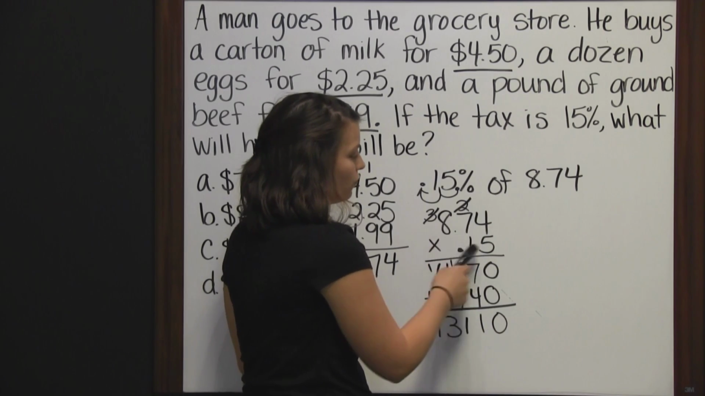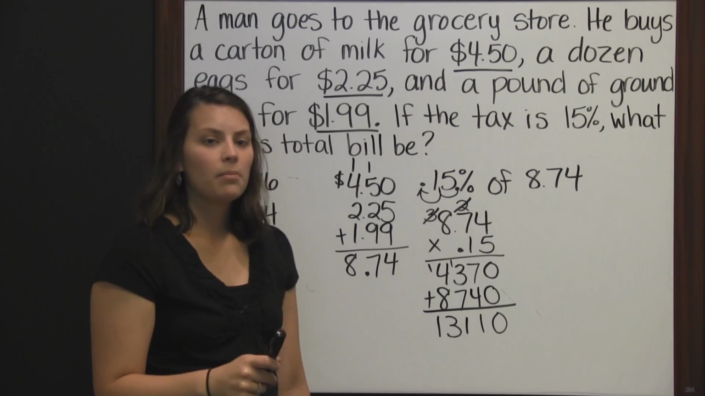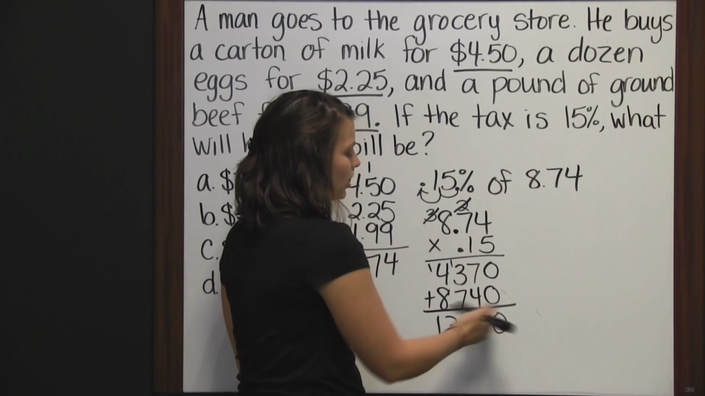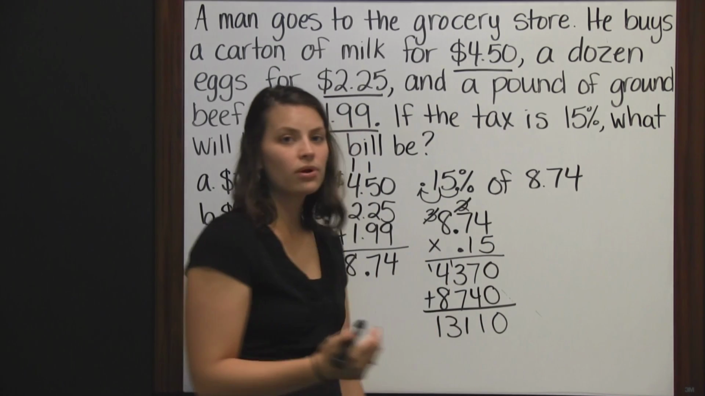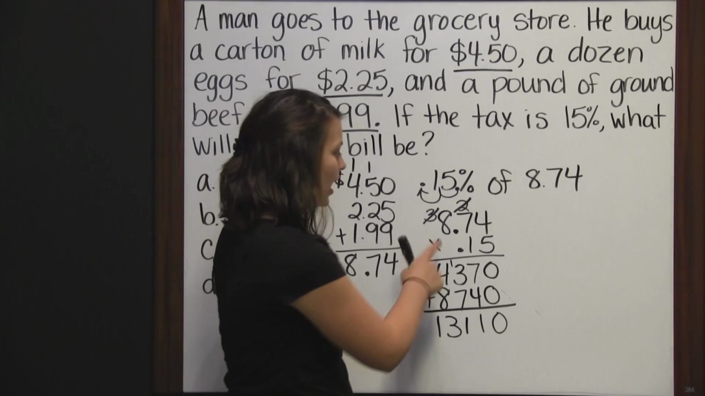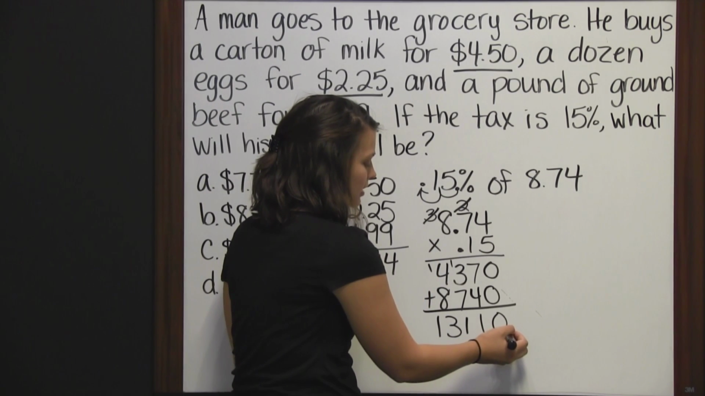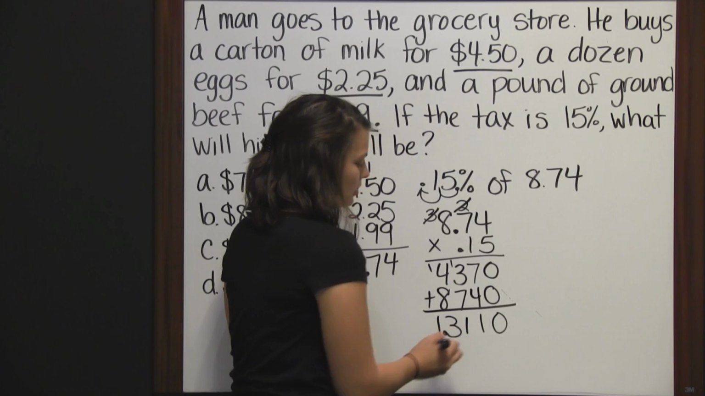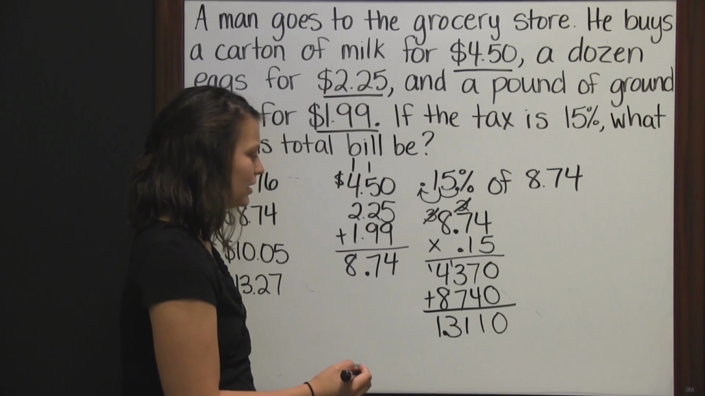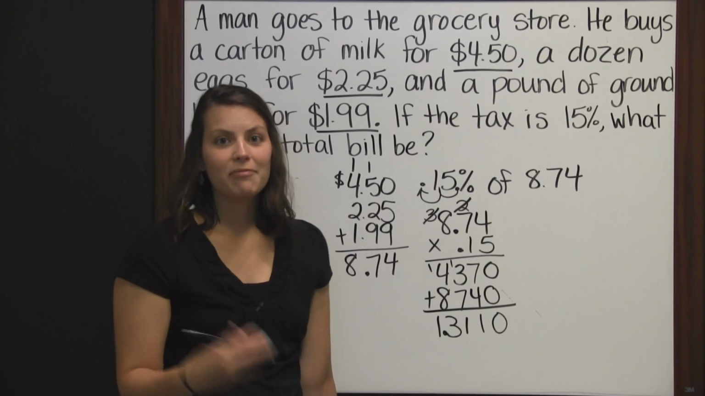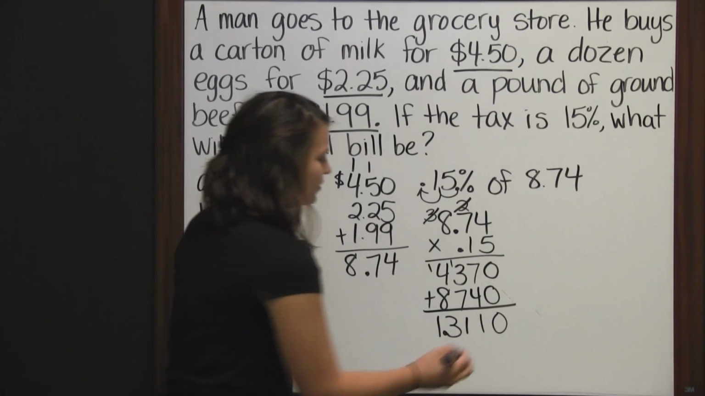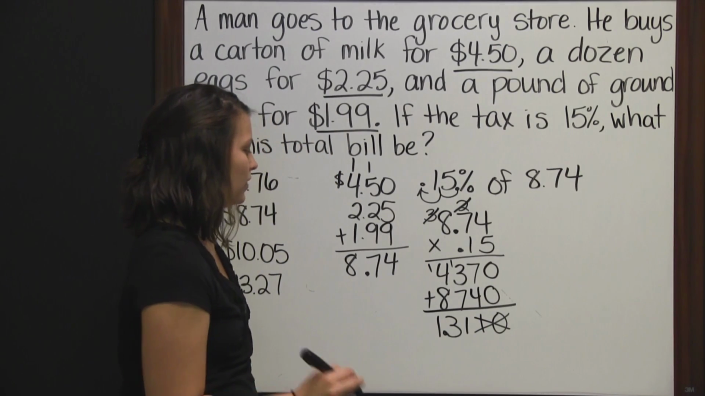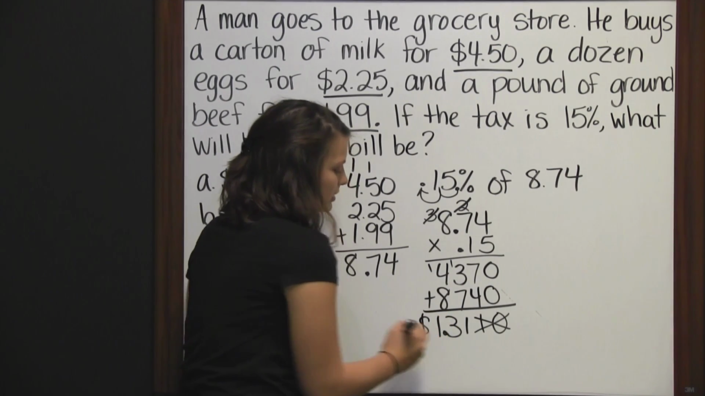And there are 4 numbers total behind the decimal places, which means our answer will also have 4 numbers behind the decimal. So here's our decimal. We need to have 1, 2, 3, 4 numbers behind the decimal. And that doesn't look like an amount of money I've ever seen. But if we get rid of these last 2, then we have $1.31.